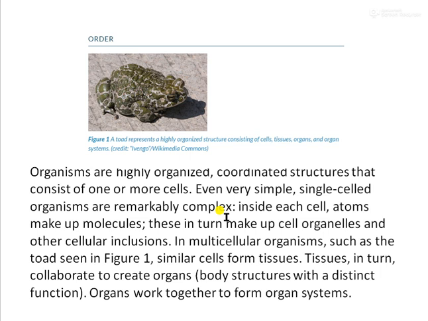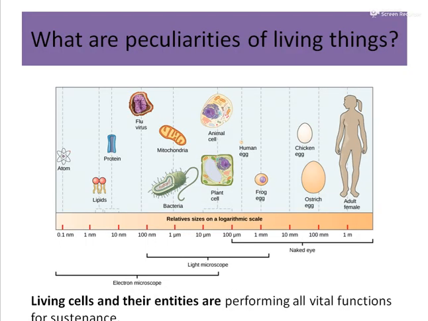And if you look inside the cell, you can see that they also consist of what? Atoms. Atoms will combine together to form molecules, and they will all join together to form cell organelles and other cell inclusions. These all will be formed within a cell. Now, what are the peculiarities of the living things?